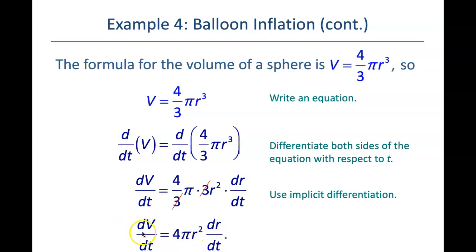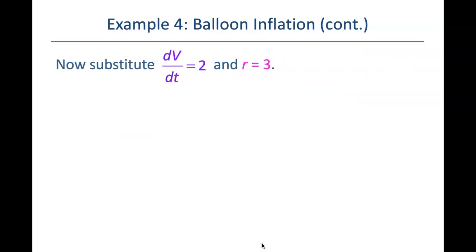And we get dV/dt is related to dr/dt by this term here, 4 pi r squared. That's the surface area of a sphere. That's pretty cool. I'm sure we could play with that, but not right now. Okay, all right, so if we substitute dV/dt, they gave us was 2. It was growing at a rate of 2 cubic inches per second or whatever.